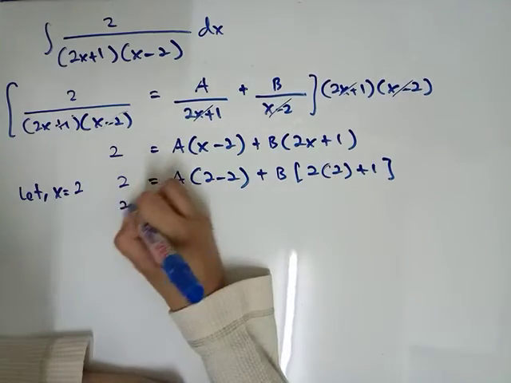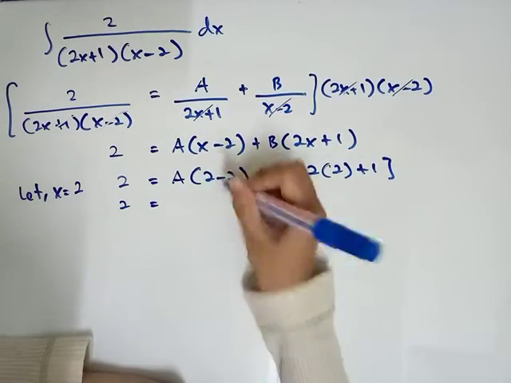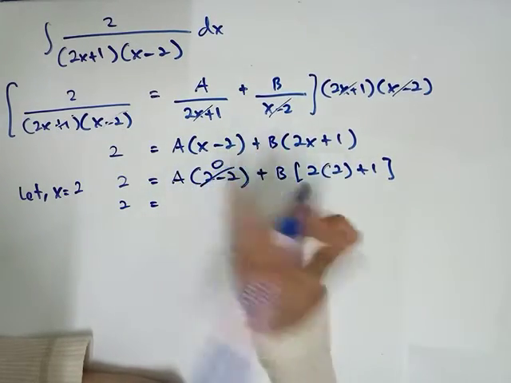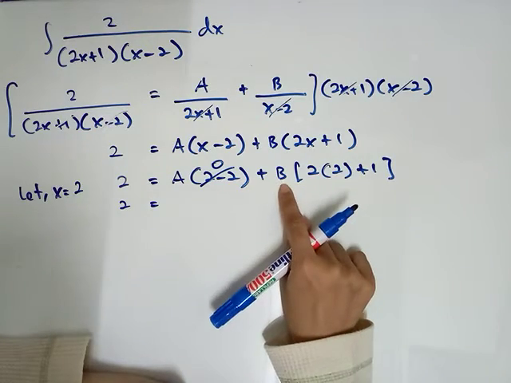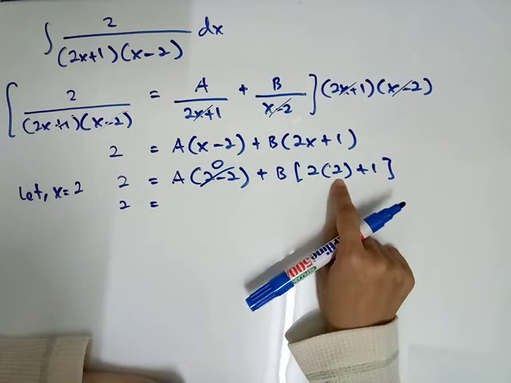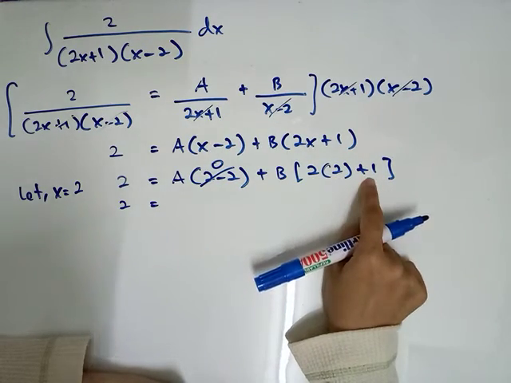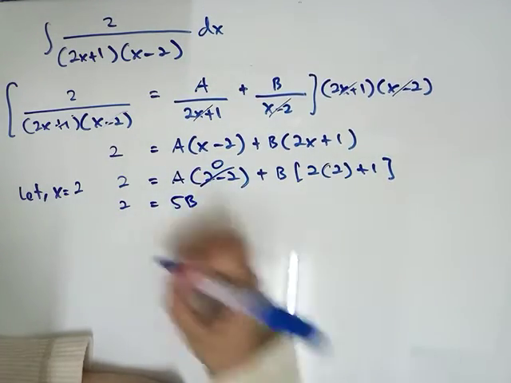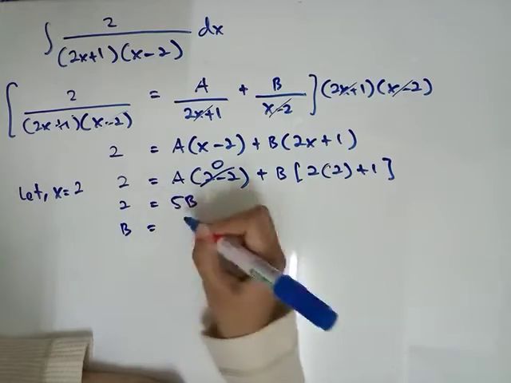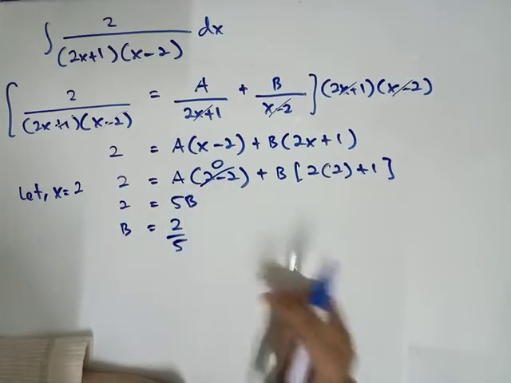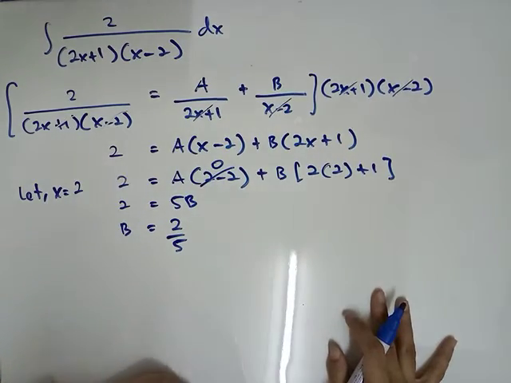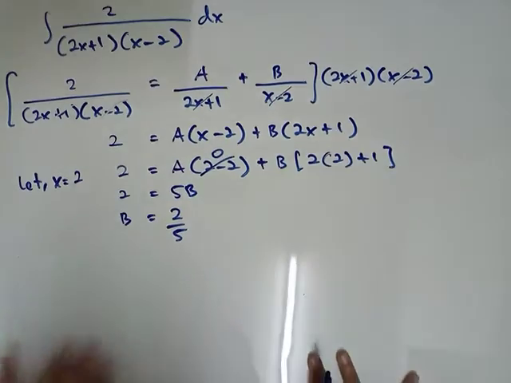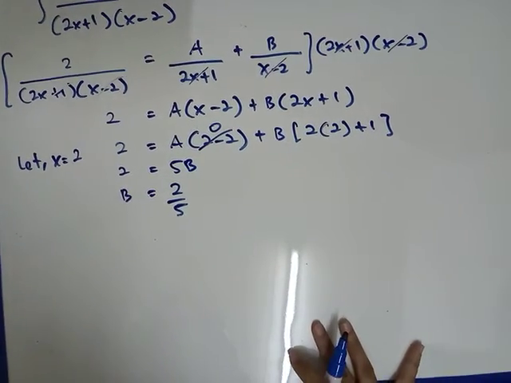Okay, and then 2 minus 2 we get 0. 0 times a is 0. Then b is 2 times 2 we get 4. 4 plus 1 we get 5. 5 times b is 5b. So, the value for b is 2 over 5. Okay, so we have done finding the value for b.